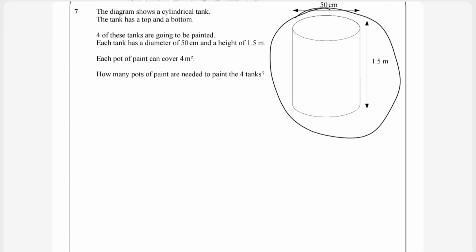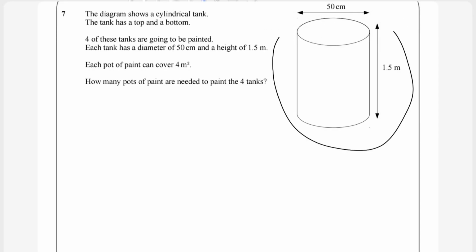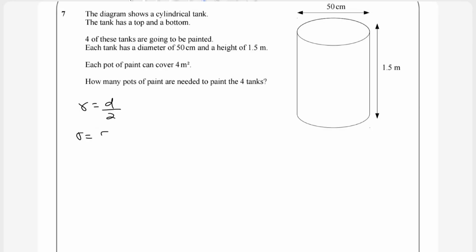Okay guys, so what is given to us? We are given the diameter, which is 50, and we are given a height of 1.5. So the first thing which I am going to do is calculate the radius. So how to calculate the radius? Radius equals diameter divided by 2. The diameter 50 divided by 2 gives me 25 centimeter is the radius.